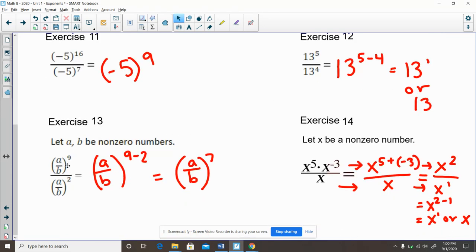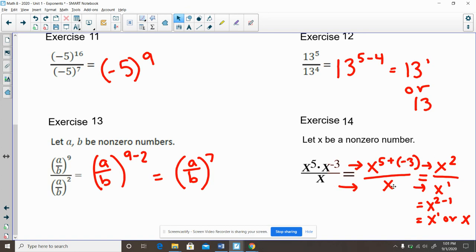Exercise 13, don't let the variables throw you off. It doesn't change anything. And then exercise 14. Be careful because there are two steps involved in exercise 14. Whenever you have a fraction, you should always simplify the numerator and denominator first before you divide. So here we have the same base, so we kept the base and we added our exponents to get x to the second.